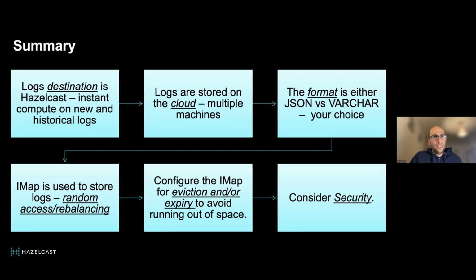So to summarize this process, first of all, if you want to handle large data, you want to store it on the cloud. It doesn't have to be Hazelcast, it could be any platform, but this will allow you to have a centralized place where you can have fast access to the data. And it depends on which format you want. Usually it's either JSON or a string. A string is faster. And you want to have some kind of map structure where you can have random access and rebalancing between multiple nodes.